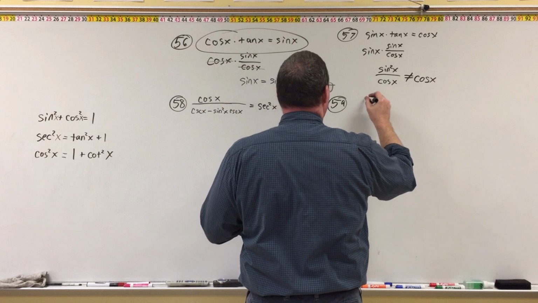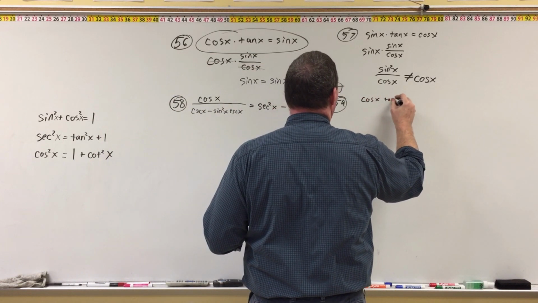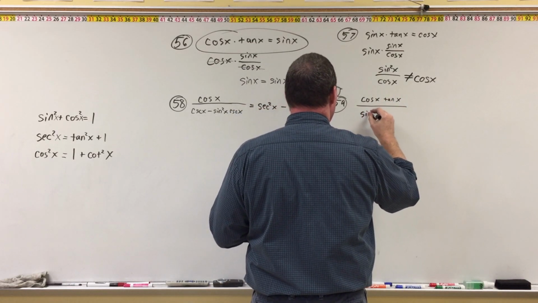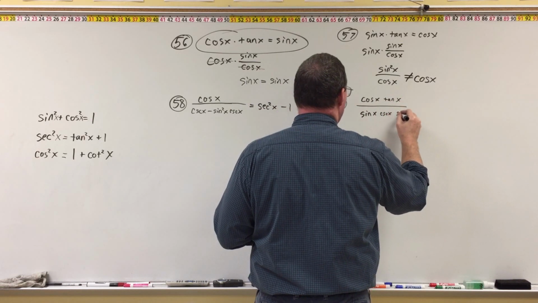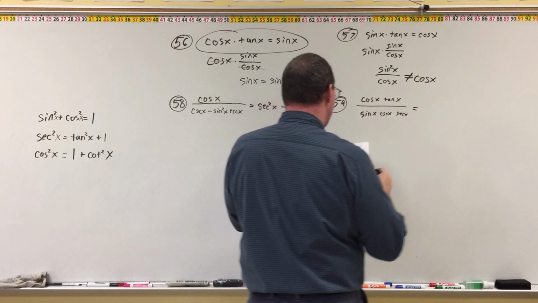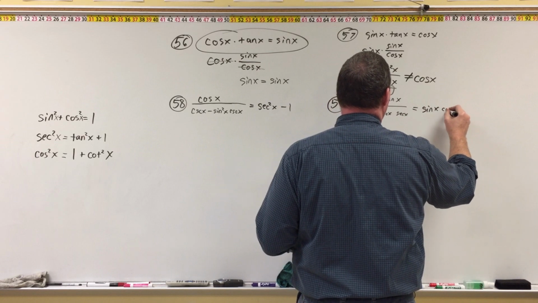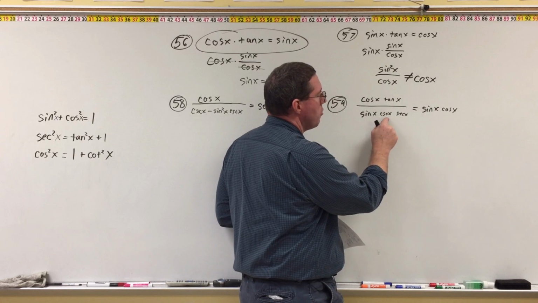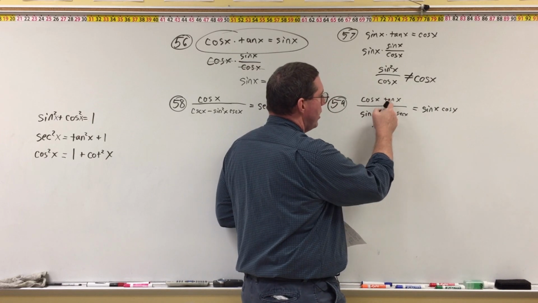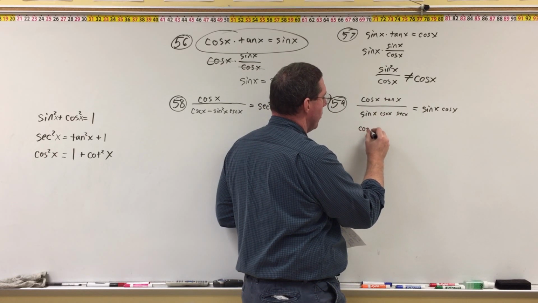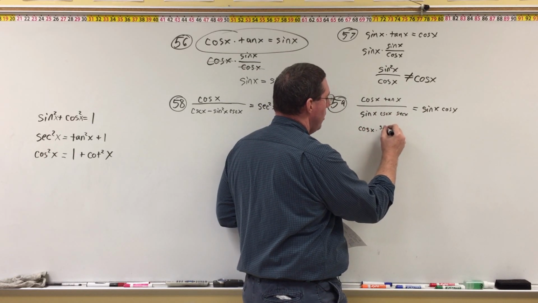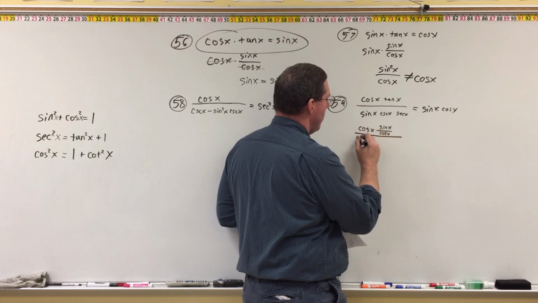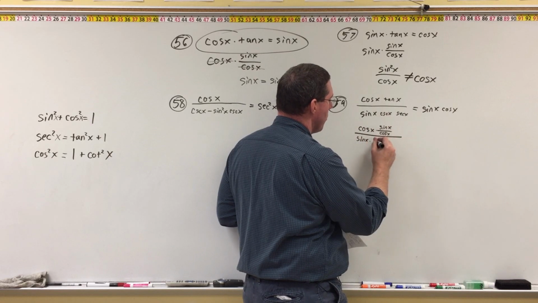We've got cosine of x, tangent of x, over sine cosecant secant, which is equal to sine of x, cosine of x. Now, first thing I want to show you is that cosecant is 1 over sine, right? And tangent is sine over cosine. So here's what I'm going to do here. Cosine of x times sine of x over cosine of x, over sine of x times 1 over sine of x.